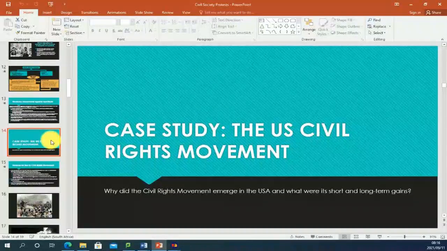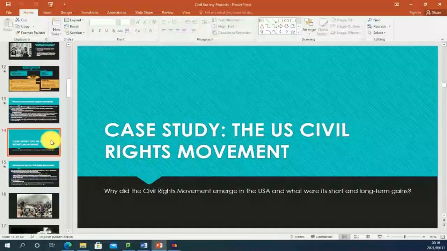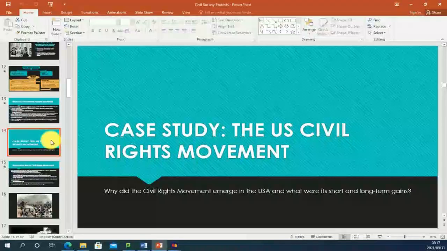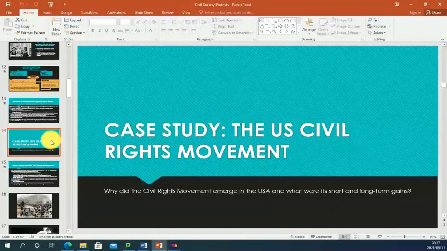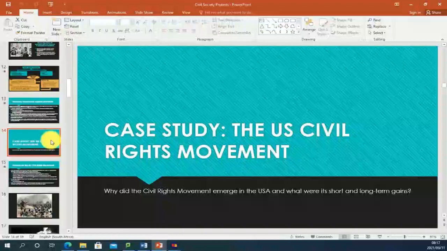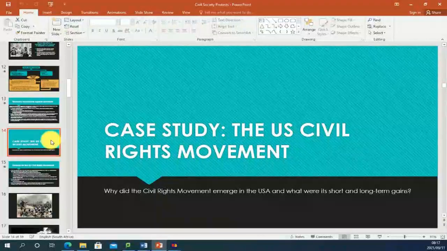Okay. So first, as we did before, we're just going to be doing a brief overview of the content that we're going to be covering in this section, and we're going to start with a source-based question, which is looking at the civil rights movement. The key question in this section is the reasons why the civil rights movement emerged in the USA and the short and long-term gains of the civil rights movement.